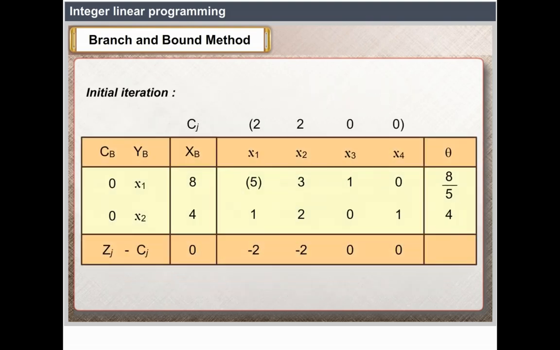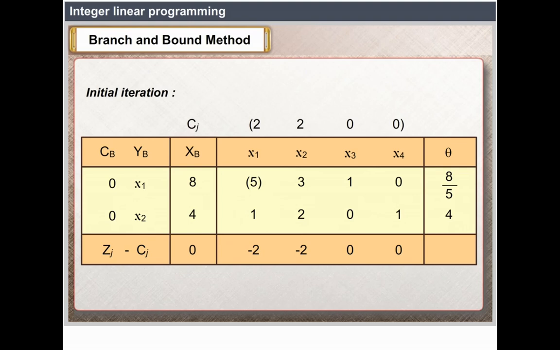Initial iteration. Simplex table: CB, YB, XB, X1, X2, X3, X4. First row: 0 for CB, X3 for YB, 8 for XB, 5 for X1, 3 for X2, 1 for X3, 0 for X4. Then second row: 0 for CB, X4 for YB, 4 for XB, 1 for X1, 2 for X2, 0 for X3, 1 for X4. Then Zj minus Cj: 0 for XB, minus 2 for X1, minus 2 for X2, 0 for X3, 0 for X4. Then Cj: 2 for X1, 2 for X2, 0 for X3.